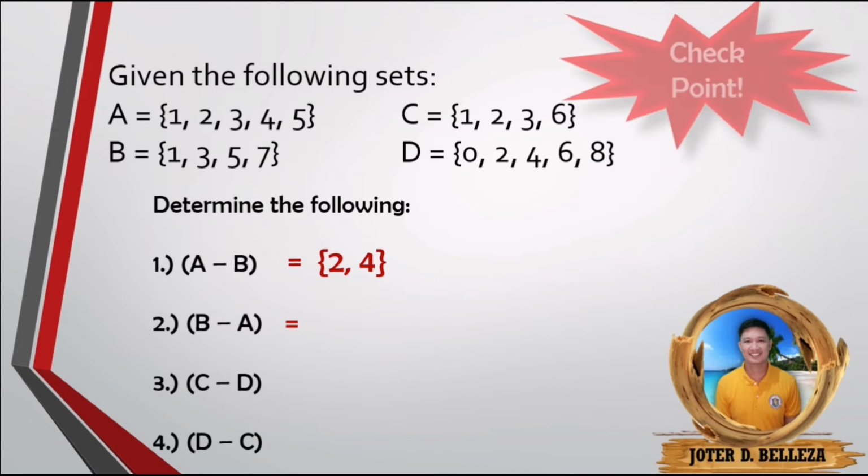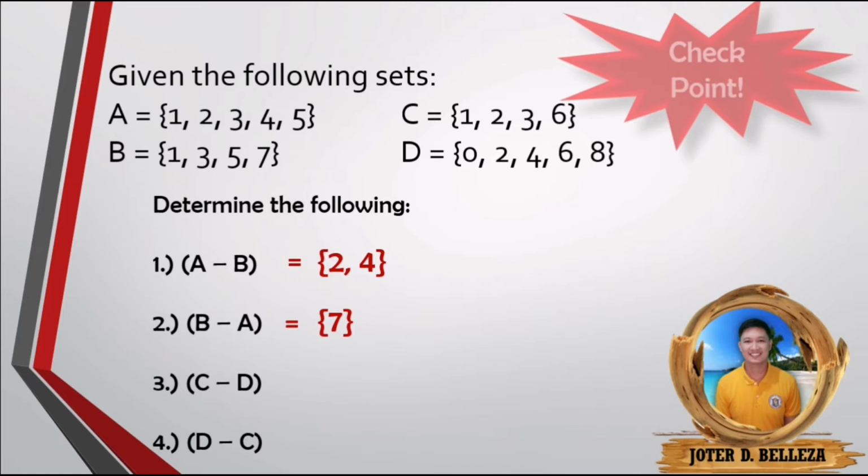Alright, let's have number 2, B minus A. Okay, again, the common elements between A and B are 1, 3, and 5. So if we are going to remove 1, 3, and 5 from B, then the remaining element will be 7. Correct.